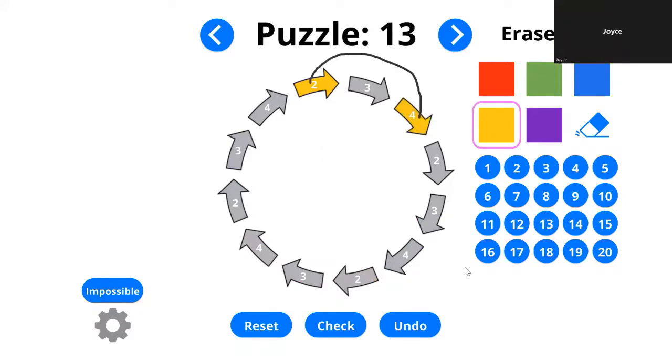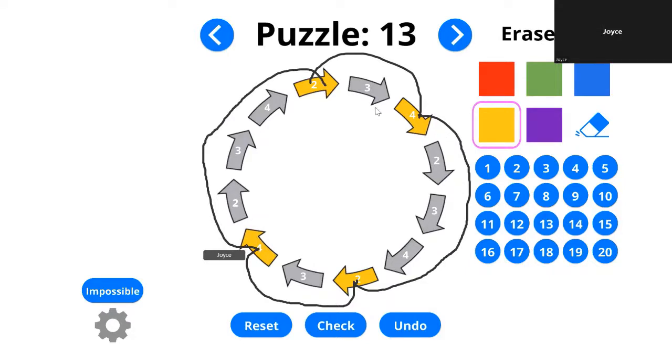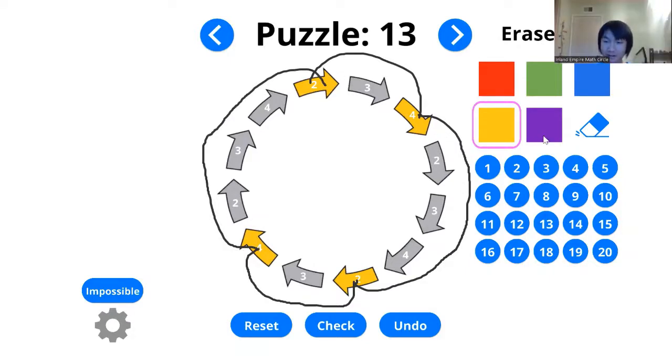1, 2, 3, 1, 2, 3, 4. And then 1, 2, and then 1, 2, 3, 4. Oh, okay. Yeah, so that comes full circle. So now we can take a guess for the other one.